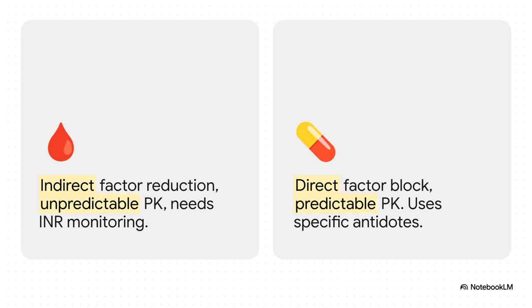We have dabigatran, which is a direct thrombin inhibitor. Then we have apixaban and rivaroxaban, which are direct factor Xa inhibitors. They work right on the active serine site. Because they are direct, they offer predictable pharmacokinetics and rapid onset. Crucially, you must name their specific antidotes to secure full marks. Idarucizumab is the antidote for dabigatran, and andexanet alfa is the antidote for the factor Xa inhibitors.